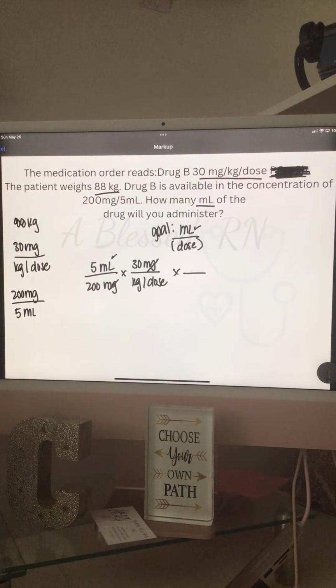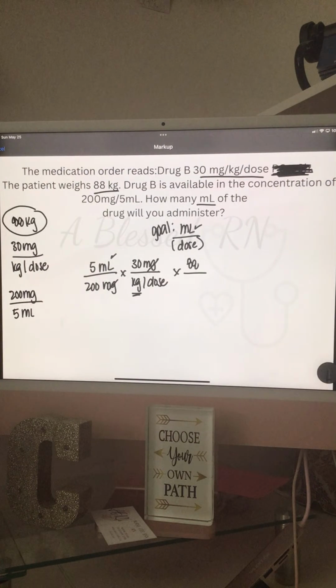Okay? And so, what are we looking for? Kilograms, right? We got a puzzle piece with kilograms. 88 kilograms. And since it's by itself, I'll put it over 1. So everything is gone except for milliliters per dose, which is what we're looking for.